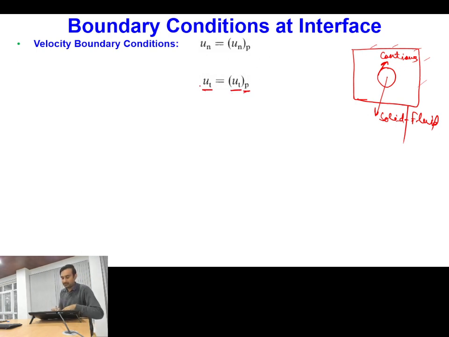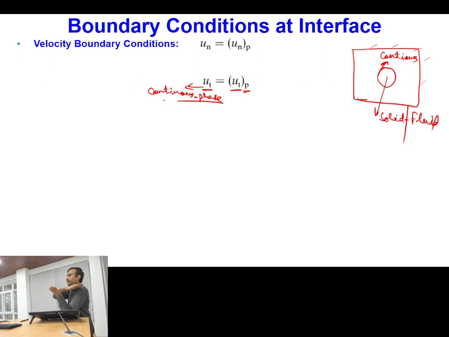Okay, so on this left hand side we are representing the velocity in the continuous phase. So the tangential velocity in the continuous phase will be equal to the tangential velocity of the particle. Now I am coming to another point. Now you can take another example.